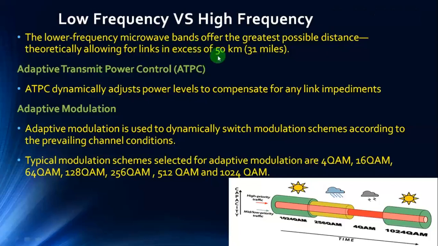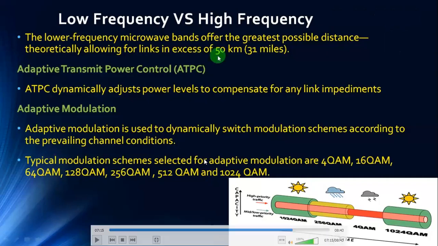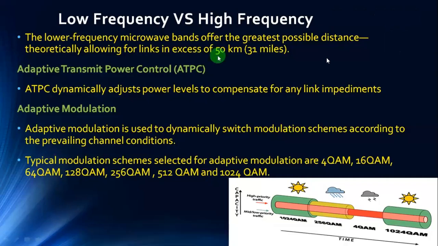Now, the low frequency versus the high frequency. We have to discuss low frequency versus high frequency: why we use the high frequency and when we use the low frequency communication systems. The lower frequency microwave bands support the greatest possible distance, theoretically allowing the links to reach 50 kilometers or 31 miles. Adaptive transmitting power control.